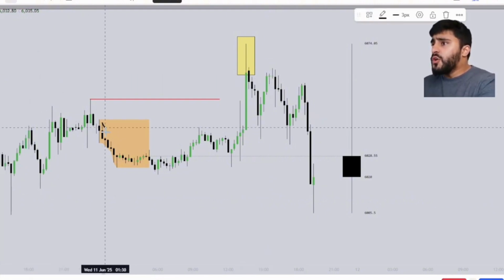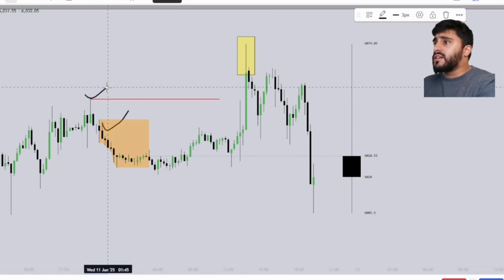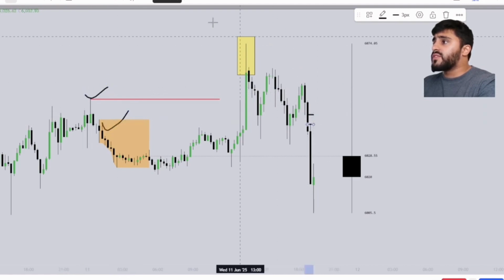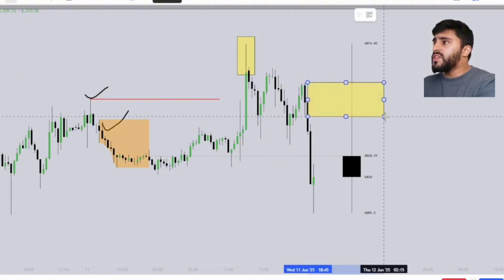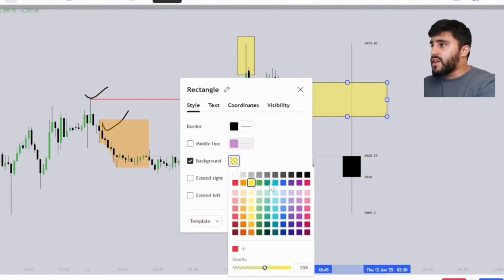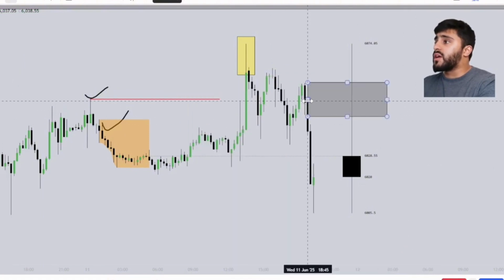So notice how we've taken out the Asian high, we've taken out the previous day high, and we've also left a fair value gap over here. So if we take a look at this, when price leaves a fair value gap, this means that this is going to be our point of interest. This is what makes a point of interest or a supply area valid.